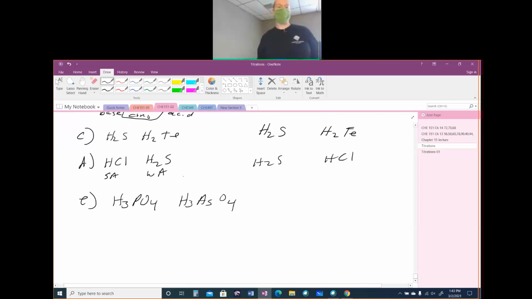So the one above here was the H is attached to the S, the H is attached to the Te, and when the H is attached to something larger, it is a more acidic compound. All right, and so your H2Te was more acidic.